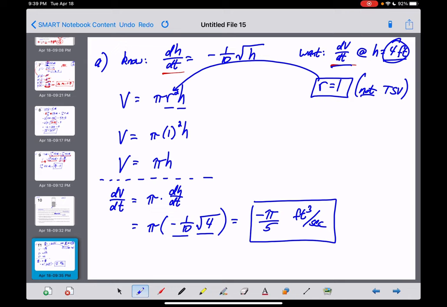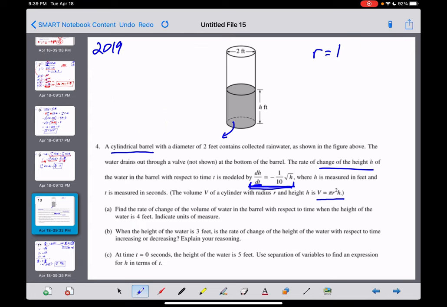Interesting. You don't see many of these, guys, where that value of h shows up within the derivative that was given to you. Usually that derivative is a constant. Okay, interesting. All right, back to part B now.